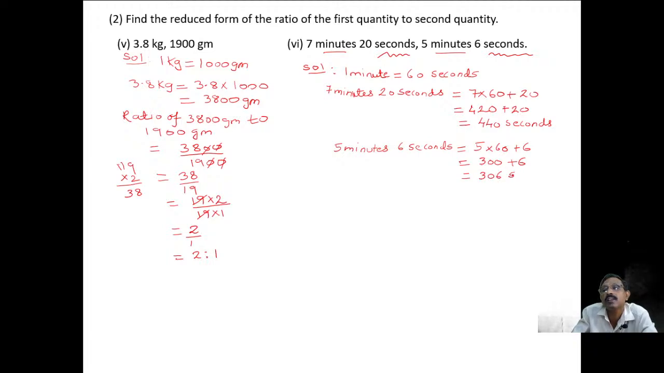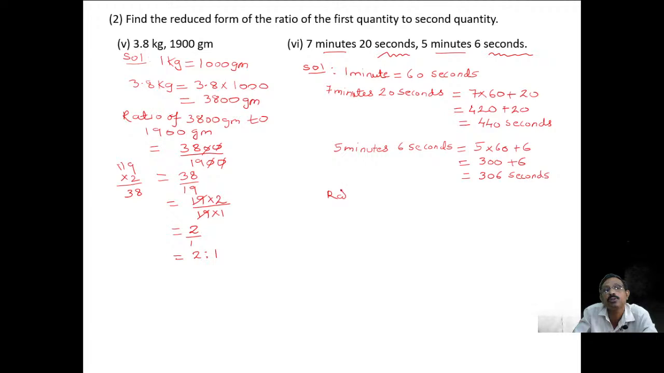306 seconds. Now let us find the ratio of the first quantity to the second quantity. What we got in the first quantity is 440 seconds, and in the second one we got 306 seconds. So let us find the ratio.